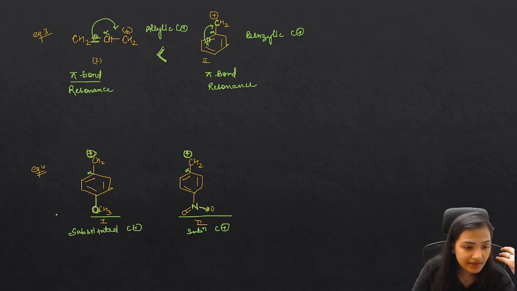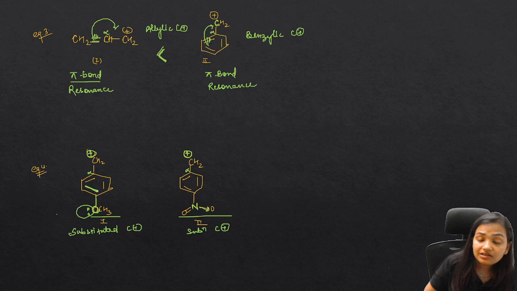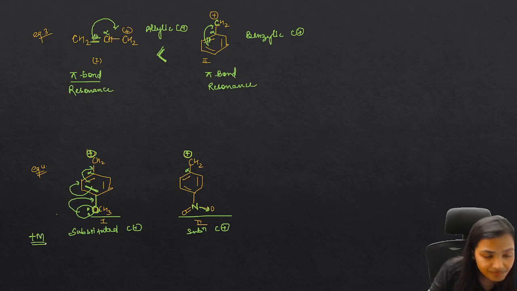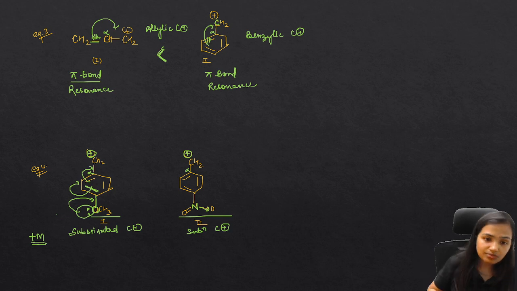If you see here, over the oxygen we have a lone pair. So this lone pair and a pi bond, who is a better nucleophile? Who is a better donor, a pi bond or a lone pair? The lone pair is a good donor. So this lone pair will give the electron pair to this part, then to this, then to this, and this will ultimately show the plus M effect. Ultimately, the electrons are getting delocalized to stabilize the carbocation.